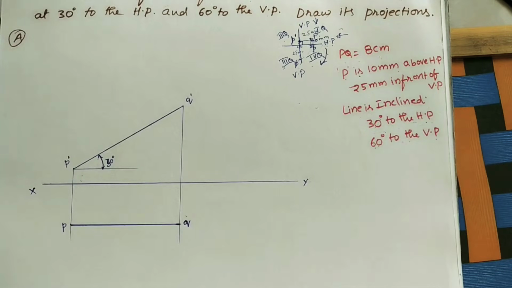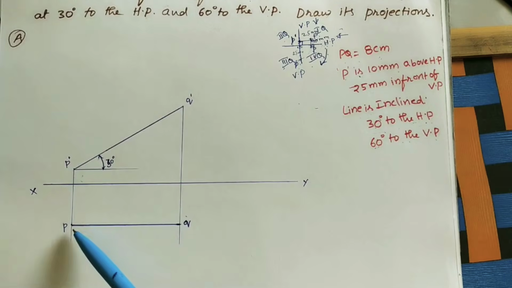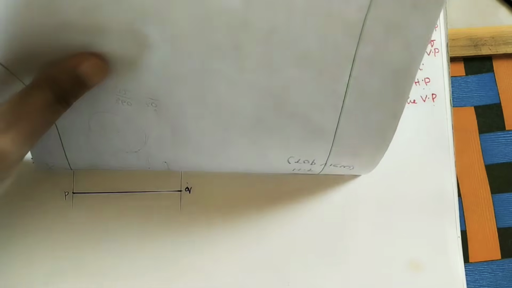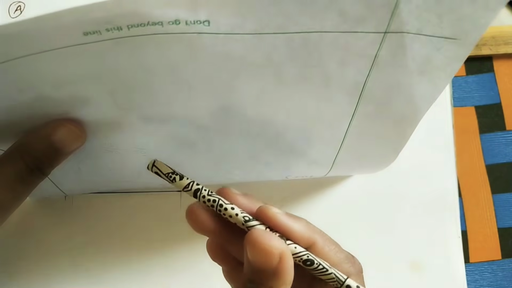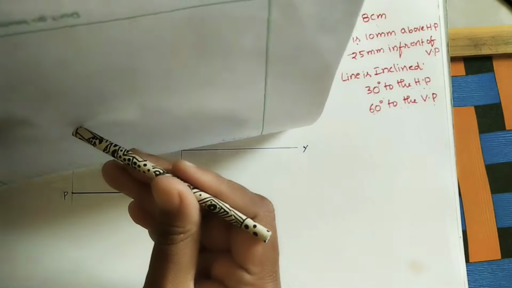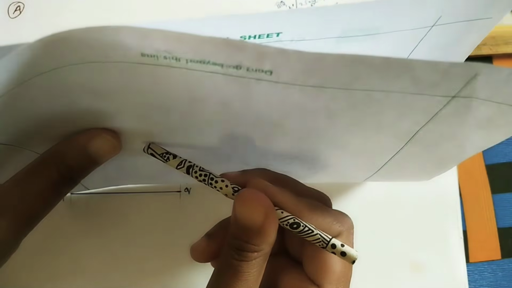Now here, angle with HP means we are taking here, angle with VP means we are taking here. We have to take the true length on it. Angle with VP means, let us take this is the vertical plane. So this is the vertical plane. Now it is making an angle with VP like this, correct? How much angle is it making? 60 degrees. This angle is 60 degrees.